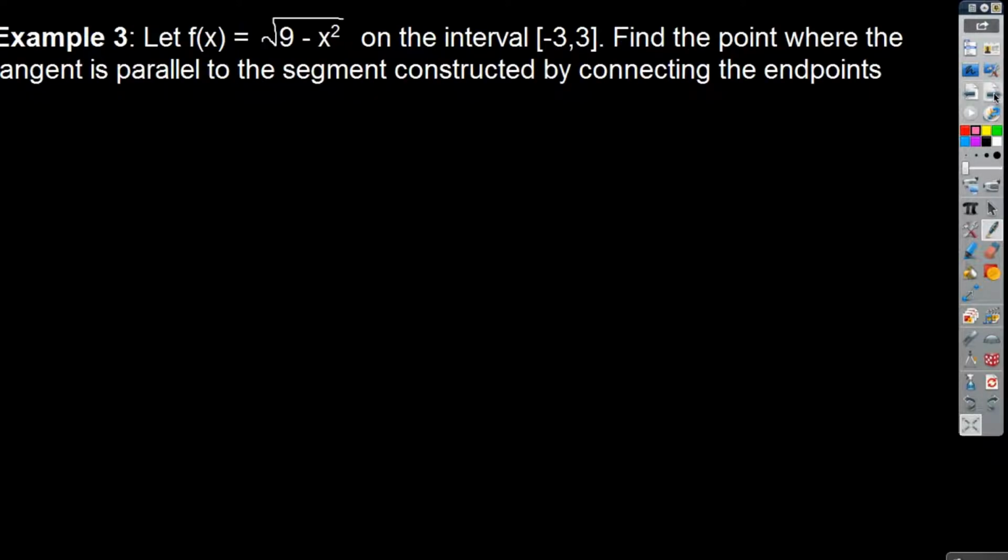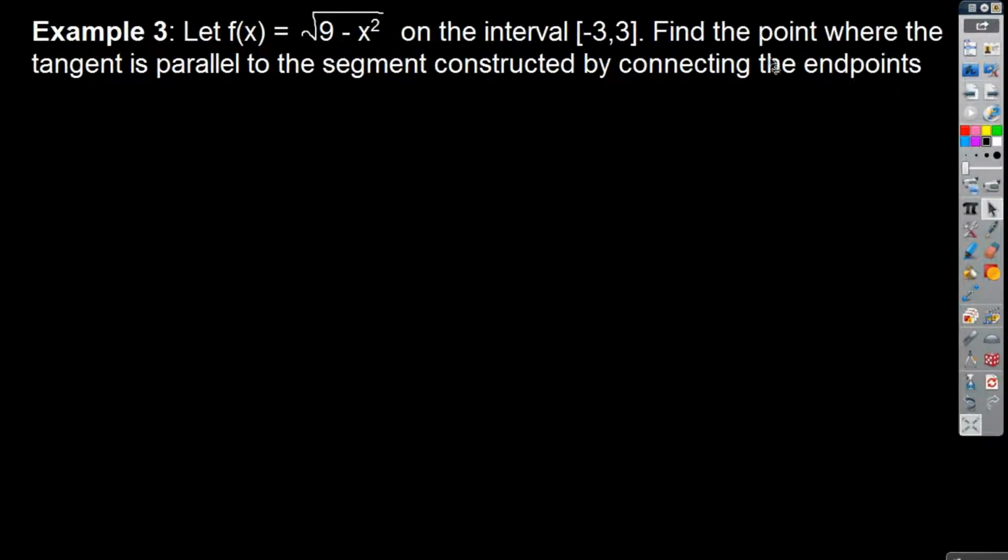Now we're actually going to find the point that has the slope of the mean value theorem. So in example 3, we have let f of x equal the square root of 9 minus x squared on the closed interval negative 3 to 3. We want to find the point where the tangent is parallel to the segment constructed by connecting the endpoints.